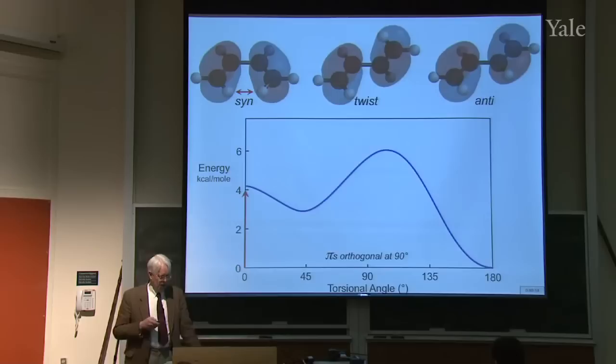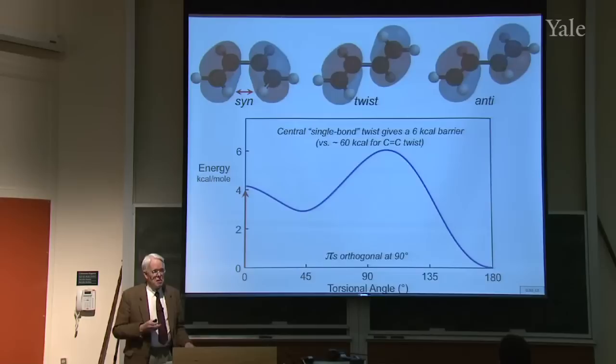But the important thing is to look at how big the barrier is. You can see the barrier is about 6 kilocalories per mole in this case, versus about 60 kilocalories per mole for twisting the interaction between two p orbitals across a normal double bond, an isolated double bond. So the one between the two double bonds is 10 times easier to rotate than the one that's involved in a genuine double bond, even though when you look at it, they're just 4 p orbitals in a row.